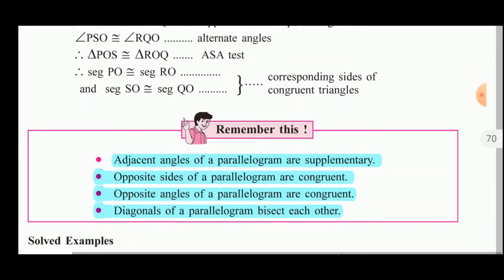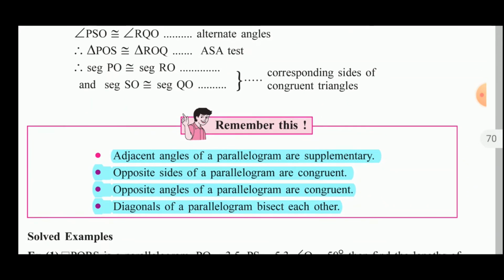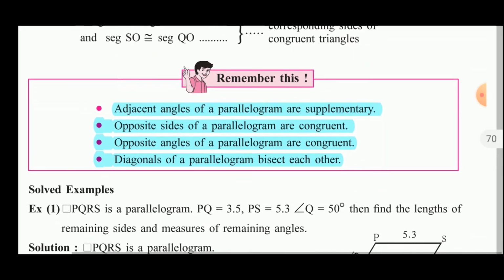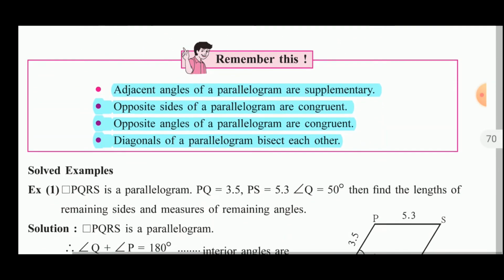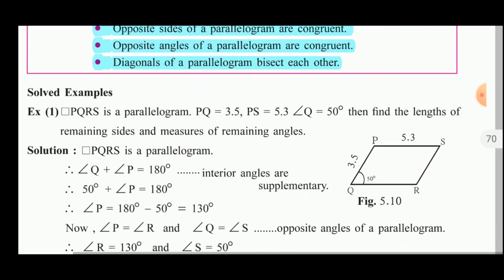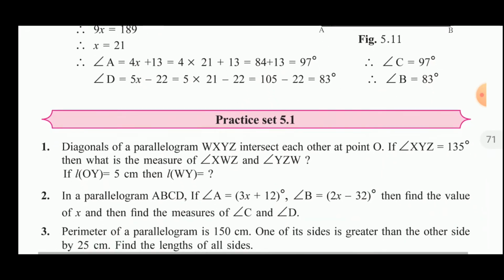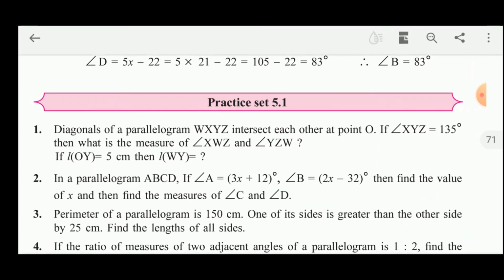Then you have to remember these 4 things about the parallelogram. Adjacent angles of the parallelogram are supplementary, means their sum is equal to 180. Opposite sides of the parallelogram are congruent. Opposite angles of a parallelogram are congruent, and diagonals of the parallelogram bisect each other, means the point of intersection is the midpoint of both the diagonals. Now based on these 2 theorems and the properties, let us do the practice set.